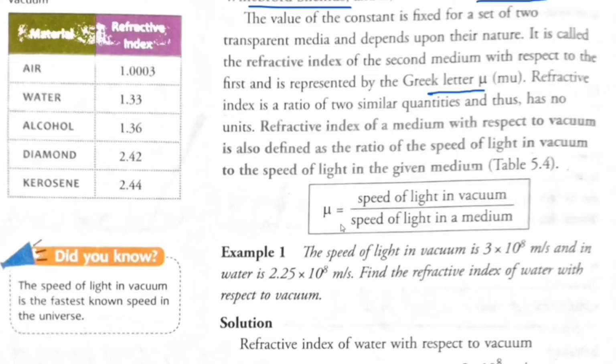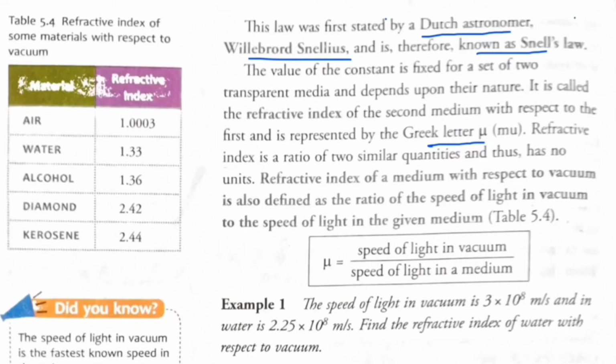Here you see, students, mu is the speed of light in vacuum upon the speed of light in medium. It means the ratio of the speed of light in vacuum to the speed of light in a given medium. Students, in this table, the different transparent media and their refractive indices are given.